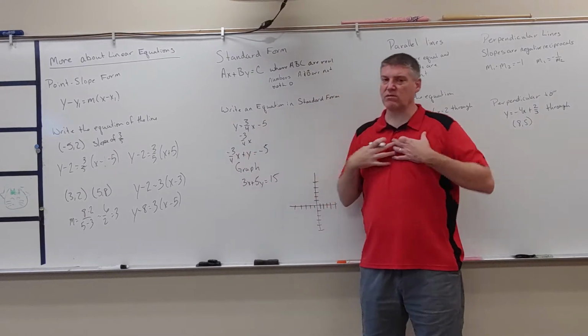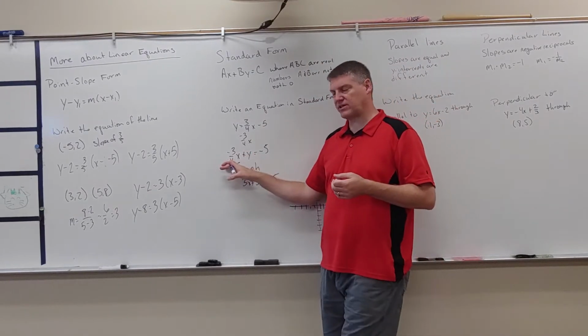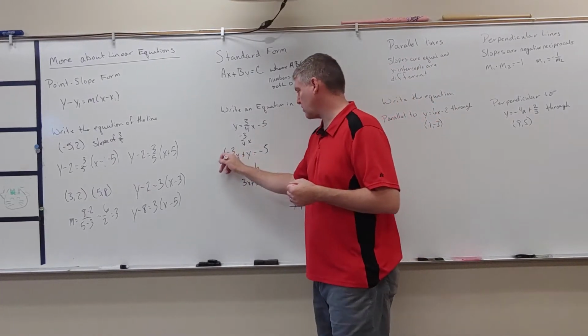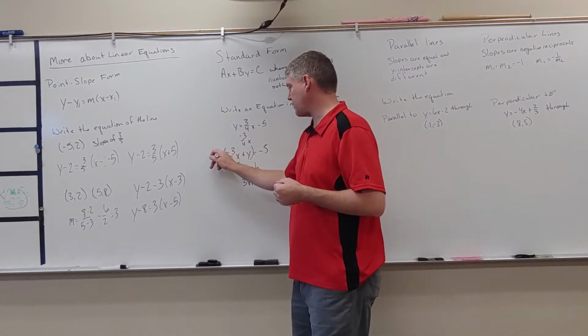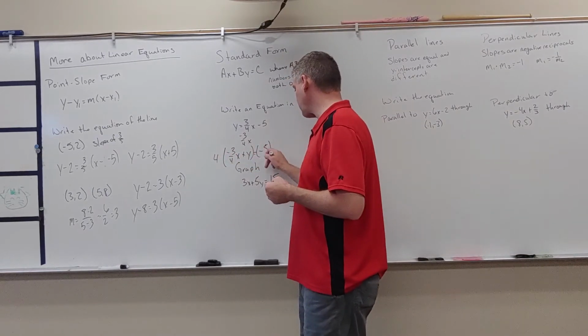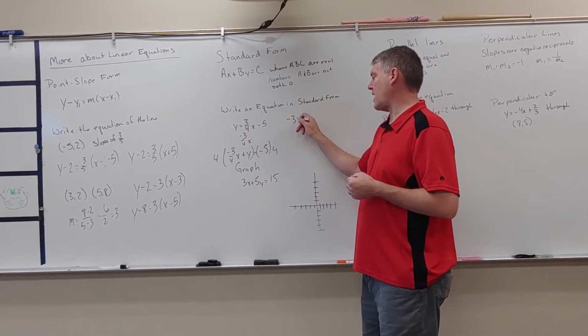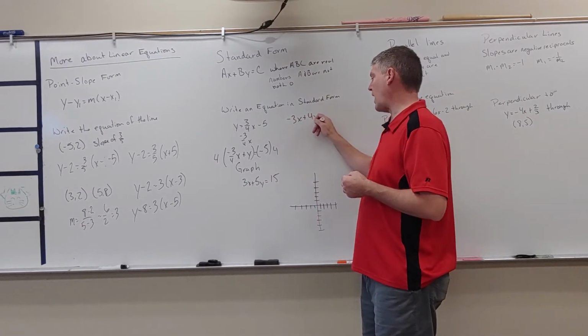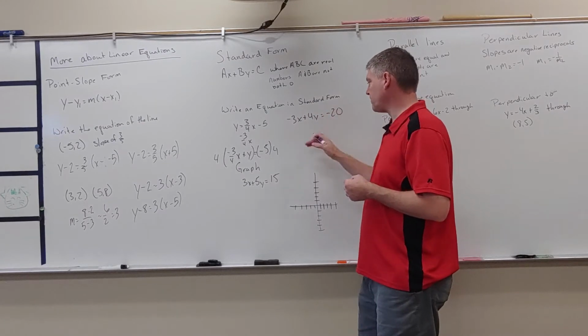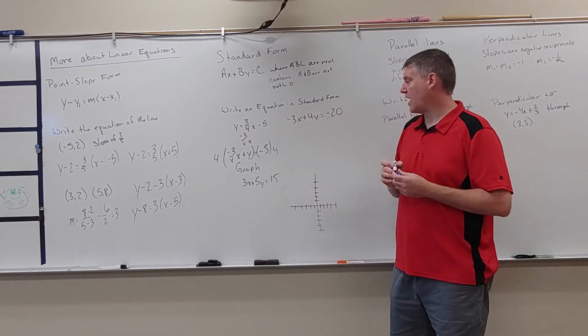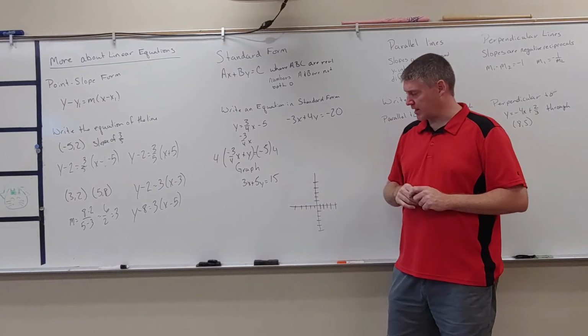Now, I don't like working with the fractions here, so I'm going to get rid of that fraction. So what I'm going to do is multiply everything by the denominator. I'm going to multiply everything by 4. And so now I get -3x plus 4y equals -20. There's my standard form. I'm done.